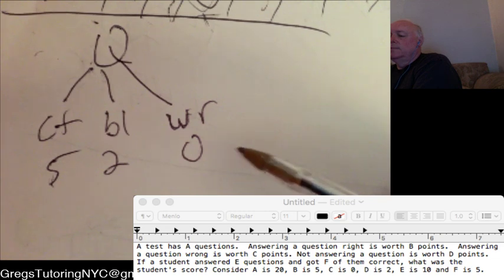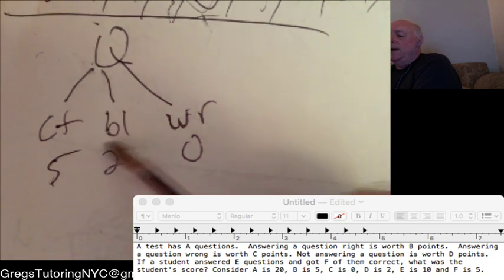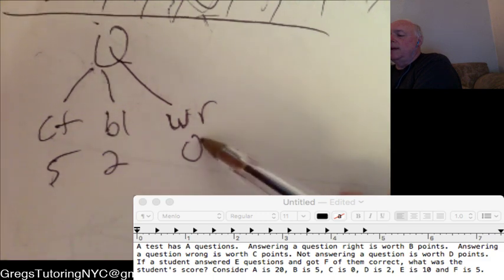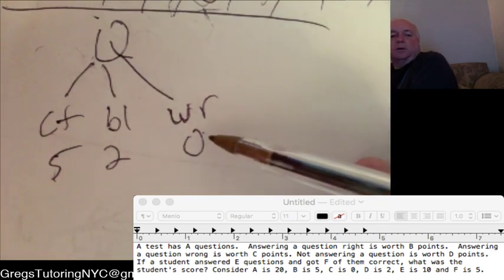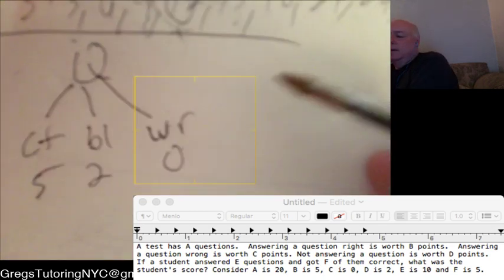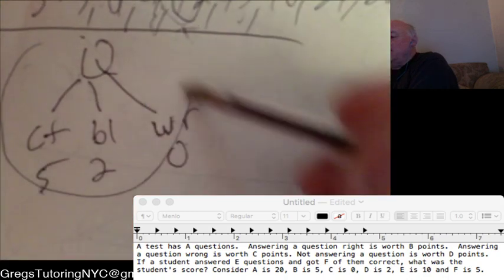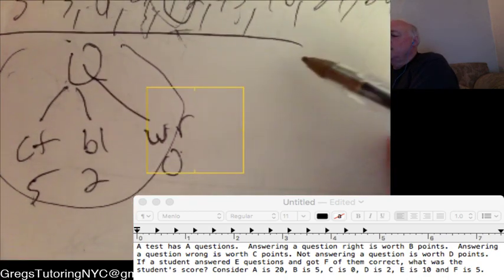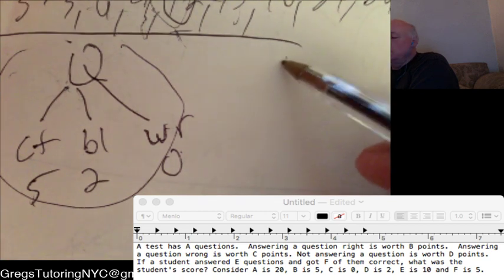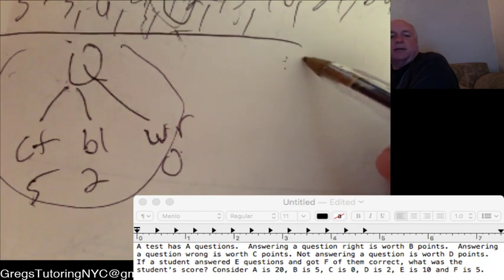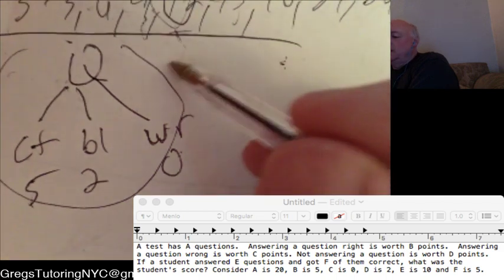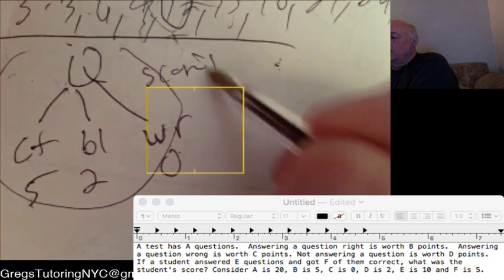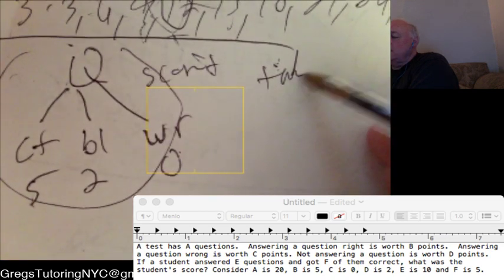So answering a question, leaving a question blank is worth more than getting it wrong. That's how this particular test is scored. So that's kind of how the grading is set up. There's also the exact test that this person took. So this is the scoring, and this is the taking, really, if you're actually taking it.